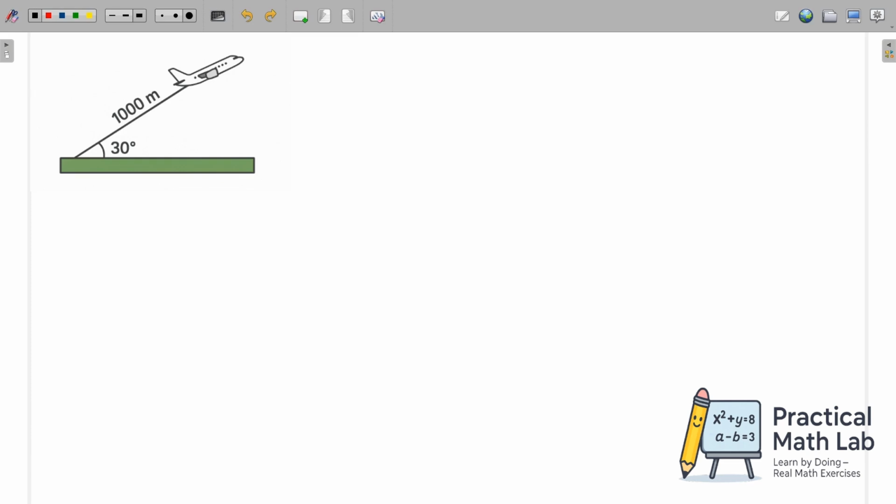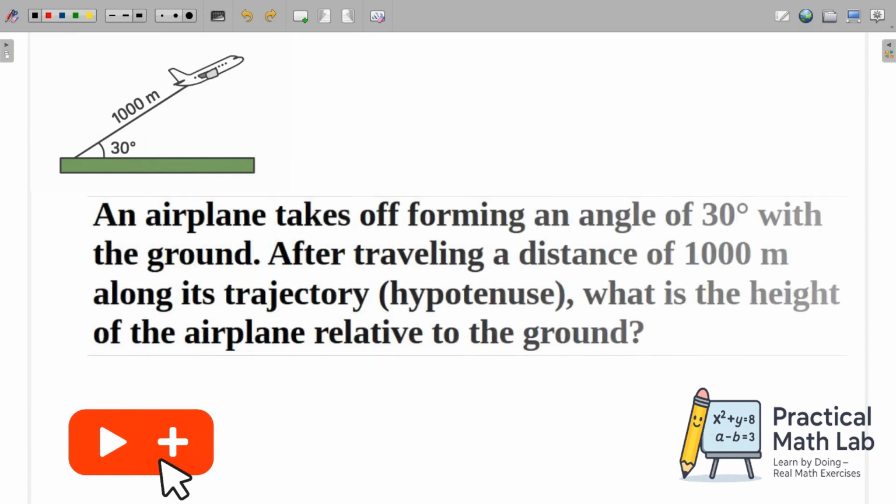Today I'm going to solve a trigonometry problem. I've been giving several examples of how trigonometry is used in our daily lives.